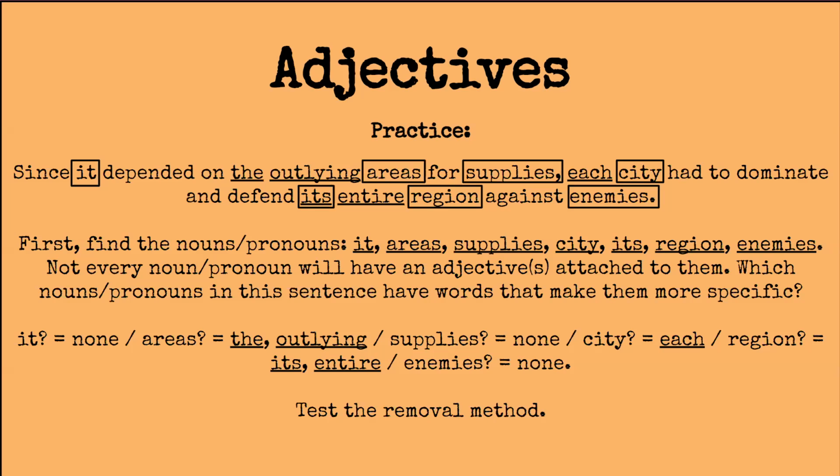So hopefully if you look through it, remove the pieces that you have identified, if it still seems to make sense, you're probably on the right track. But if you're all over the place and there are words missing that need to be there, more than likely they're not adjectives. All right, let's try one on our own.